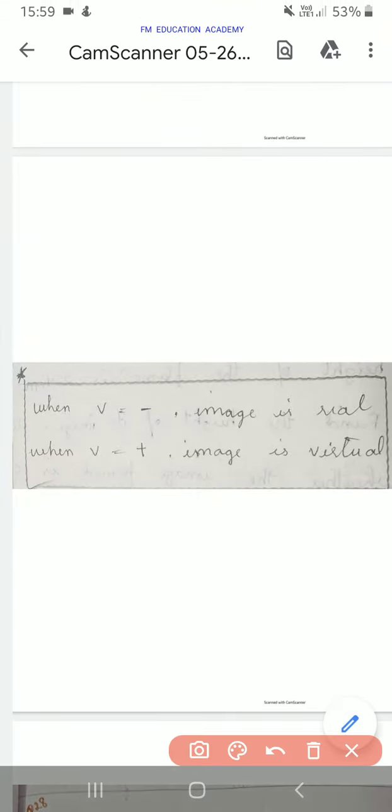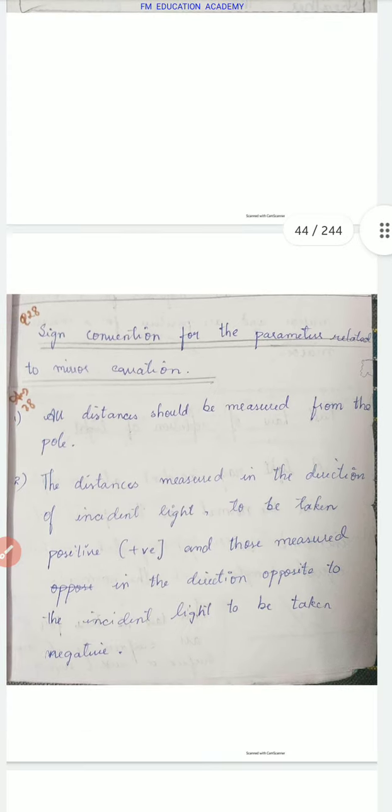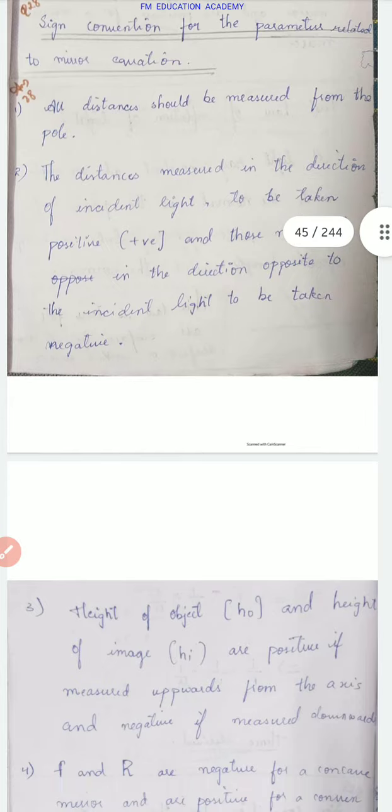And one more tip I want to give you is whenever V is minus, image is real. Whenever V is plus, image is virtual. V is image distance. Then it can ask a question: write the sign conventions for the parameters related to mirror equation. So what will you write? You have 4 points, right?